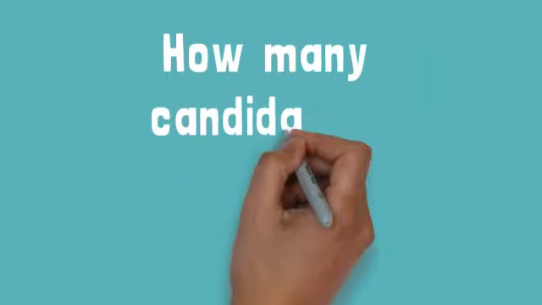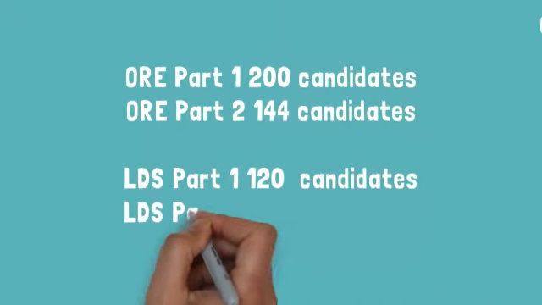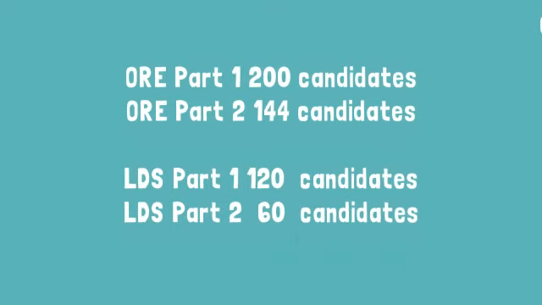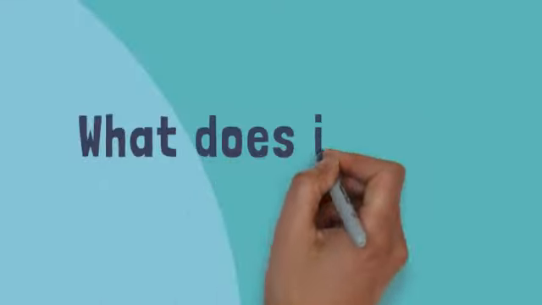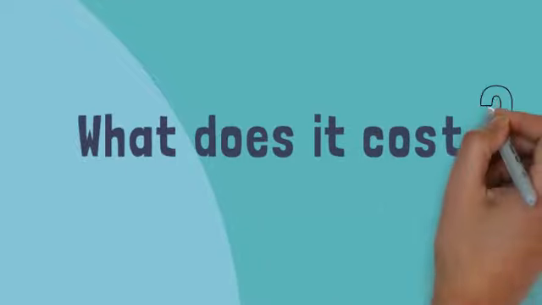How many candidates do each of the exams cater for? The ORE part 1 caters for 200 candidates, the ORE part 2 caters for 144 candidates. The LDS part 1, on the other hand, caters for 120 candidates, and the LDS part 2 only caters for 60 candidates. So what is the cost?